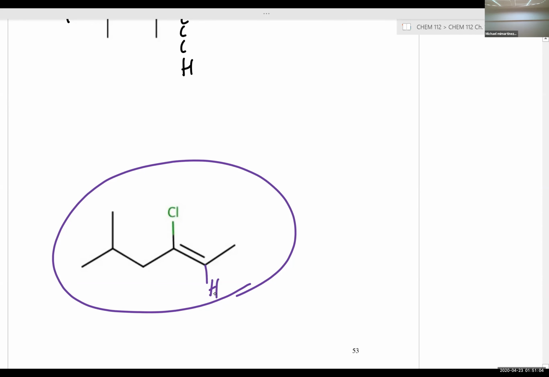I see a lot of people typing Z, so let's talk about this. Chlorine is our highest priority. The methyl group beats out hydrogen. These groups are on the same face, so it's a Z olefin. Exactly right. Everyone's super fast at this.